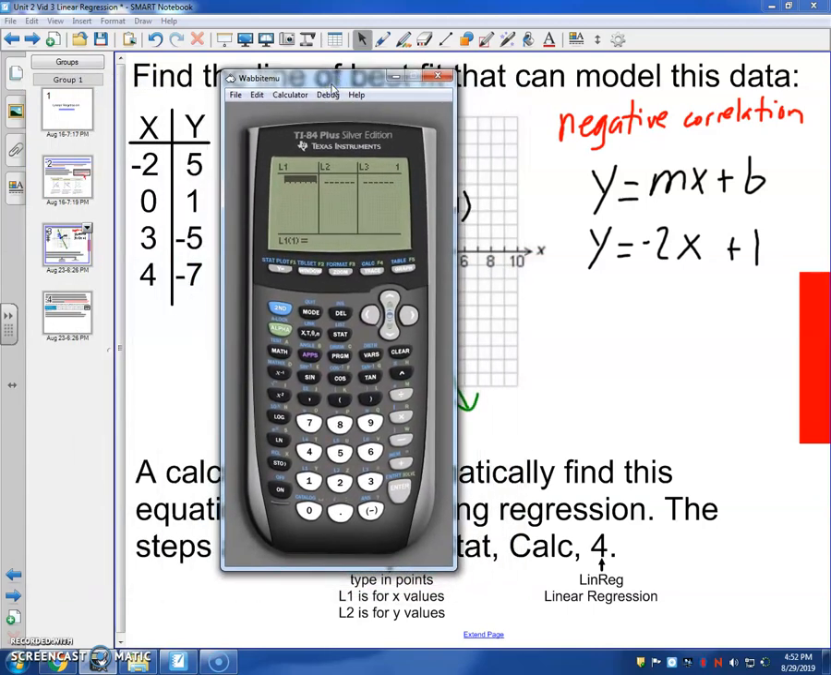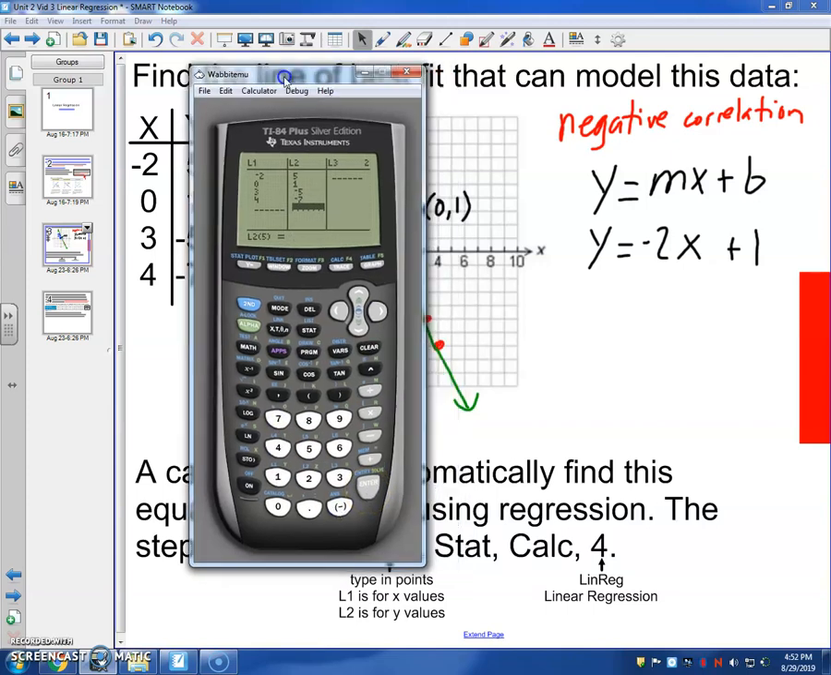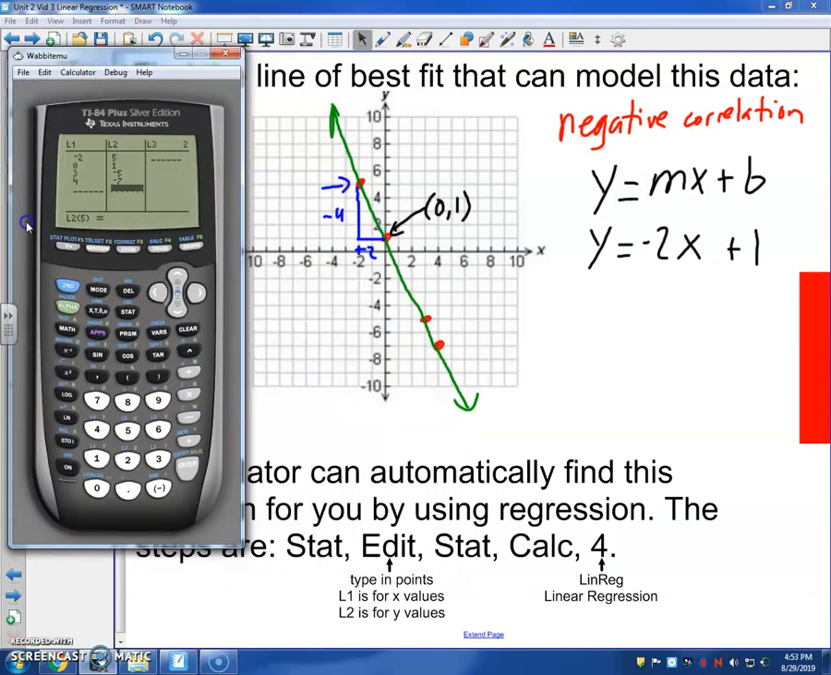So I'll use this right here. The L1s, the x's, are negative 2, 0, 3, 4. The L2s, the y's, are 5, 1, negative 5, negative 7. So I did stat, edit, and typed it in. I'm going to press stat again. I'm going to calculate. Calculate is a tab, so I press right. And we're down to 4, linear regression. Then I press enter all the way down. It'll calculate and give me the answer, but it's my job to plug in the a and b. So it says the formula is y equals ax plus b.